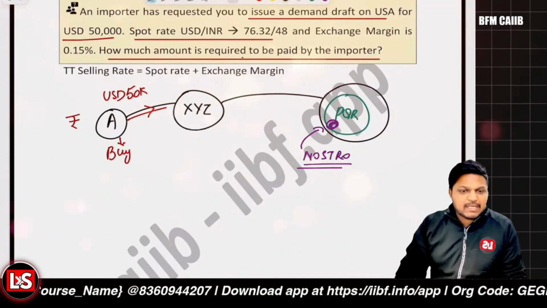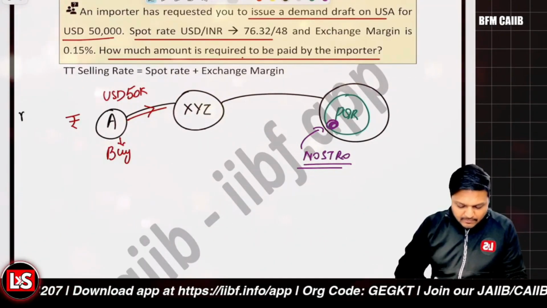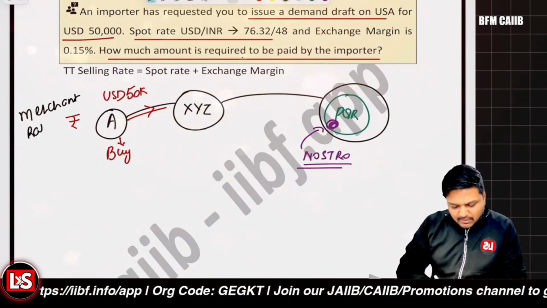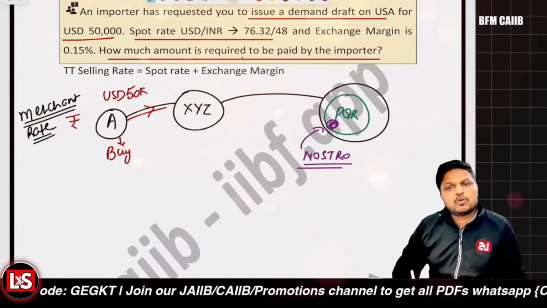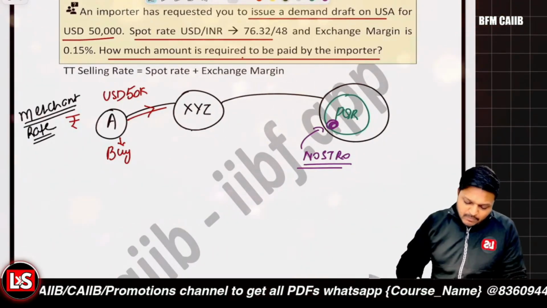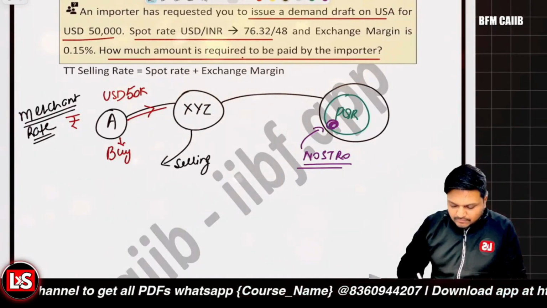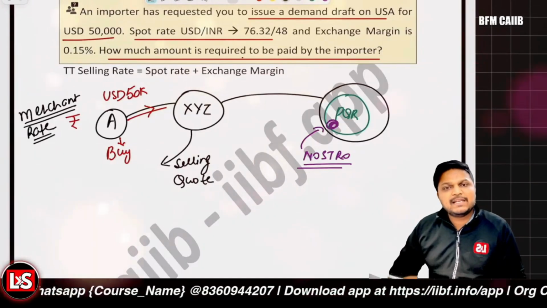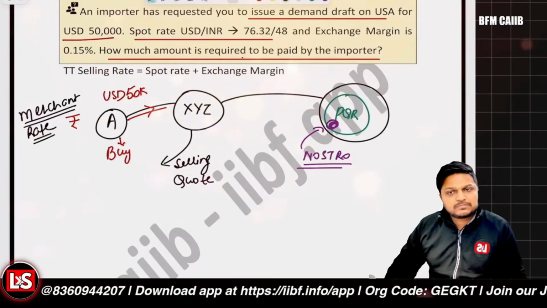So what rate is applicable? It's a customer who is dealing with the bank, so the merchant rate is applicable. Now you should be knowing clearly what rate is applicable. It is a merchant rate. Now person A would be able to buy at a price at which the bank is ready to sell. So the bank will be giving the selling quote. Clear with it? So we have to consider the selling quote.